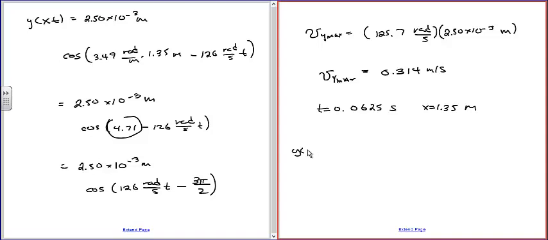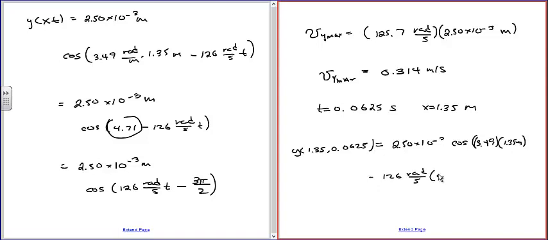So y of 1.35 comma 0.0625 is equal to 2.50 times 10 to the minus 3 times the cosine of 3.49 radians per meter. We just got to be careful with units here. So it's 3.49 radians per meter times 1.35 meters minus 126 radians per second times t, which is 0.0625 seconds. So everything works out. They have to end up with unitless. And so let's see what we get inside there. 3.49 times 1.35 minus 126 times 0.0625. Yep.